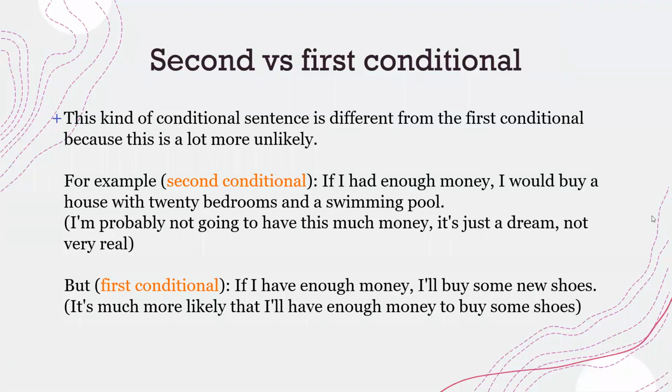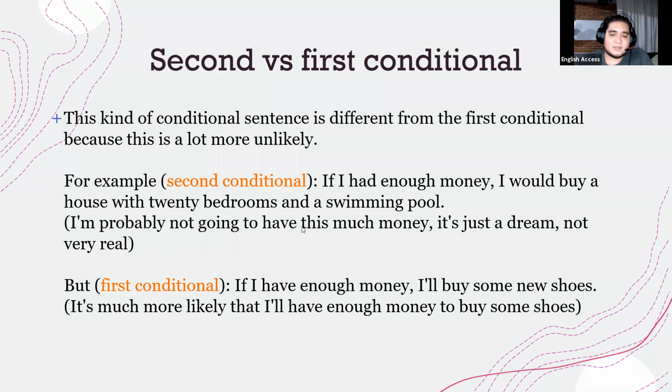Okay. If I have enough money, I'll buy some new shoes. It's much more likely that I'll have enough money to buy some shoes. So it is more likely that you will have enough money to buy shoes instead of a 20 bedroom and a swimming pool house, right? So this is just not gonna happen, but you have the dream, right?